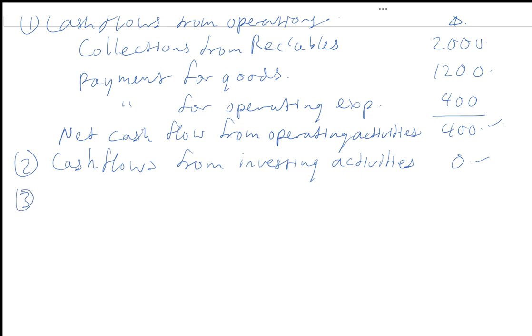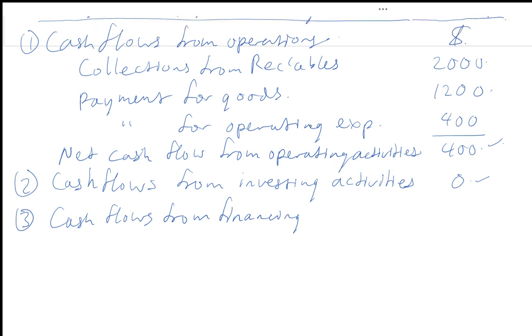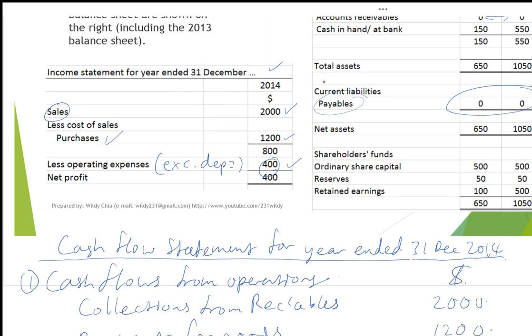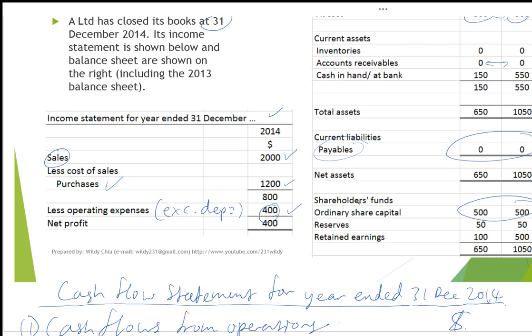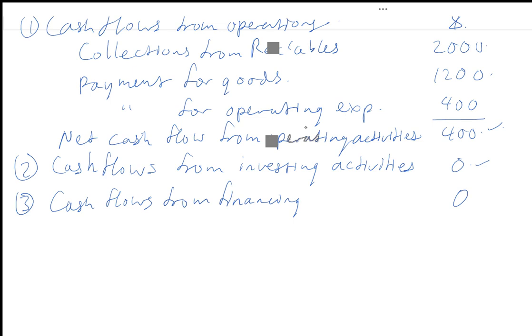Then 3, we have the cash flow from financing activities. So let's observe here, there are no loans, no additional capital taken from shareholders, and there are no indications of dividends paid. That's fine. So that is also 0. Now in this case, 400 plus 0 plus 0 tells us that there is a net increase in cash. Okay, net increase in cash.